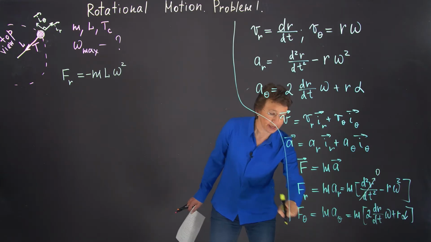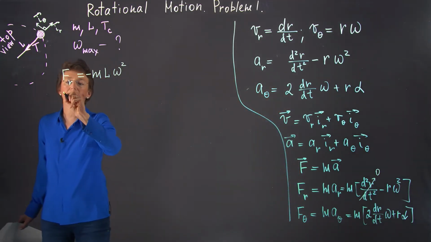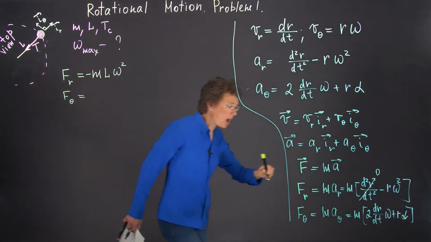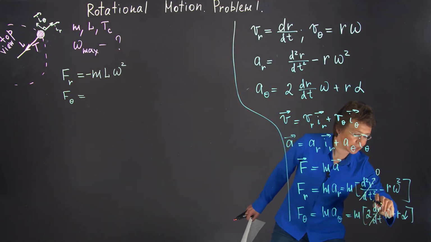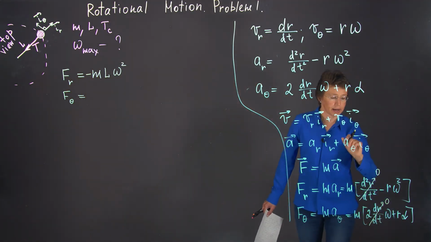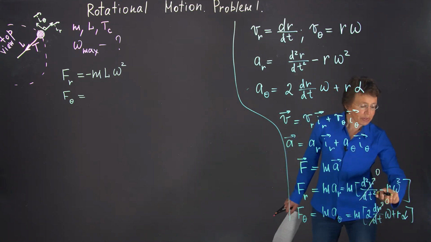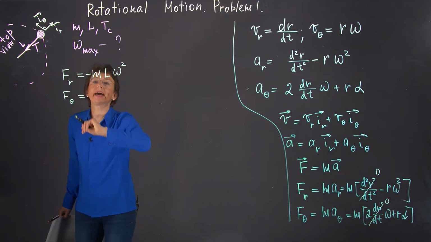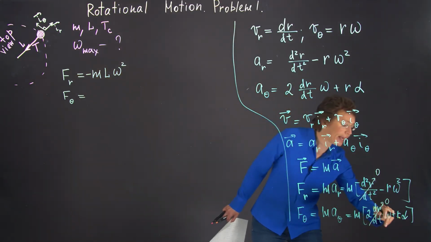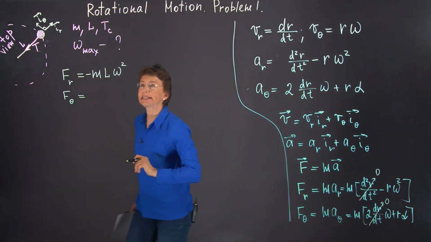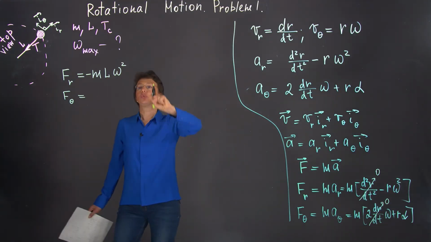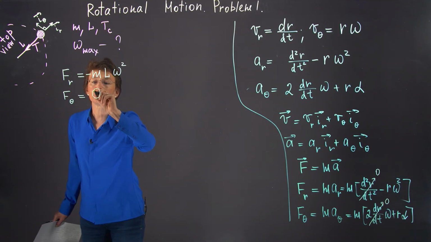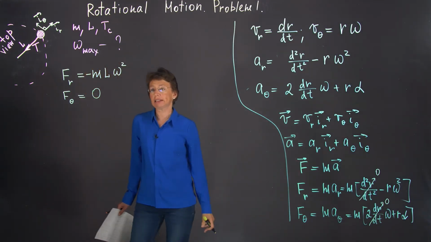What about F theta? For F theta, I have dr/dt equal to 0 because my radius is constant. And what about omega? Omega is constant, then alpha is 0. I'm spinning it with constant omega. Then alpha is 0, which makes F theta 0.